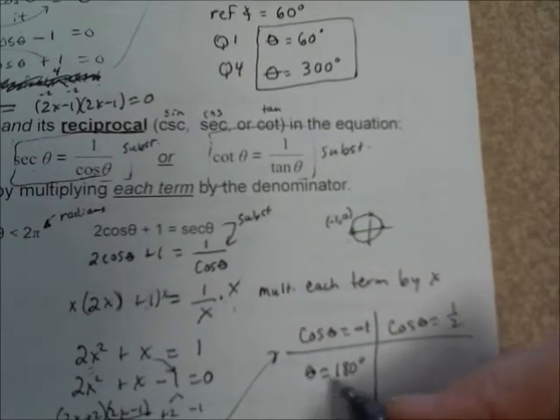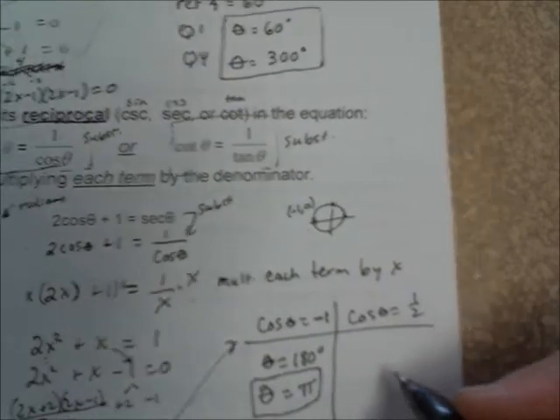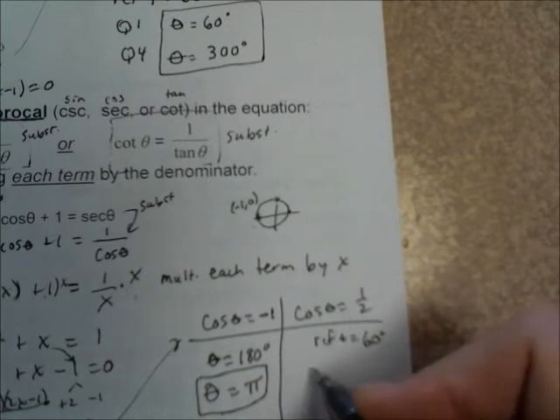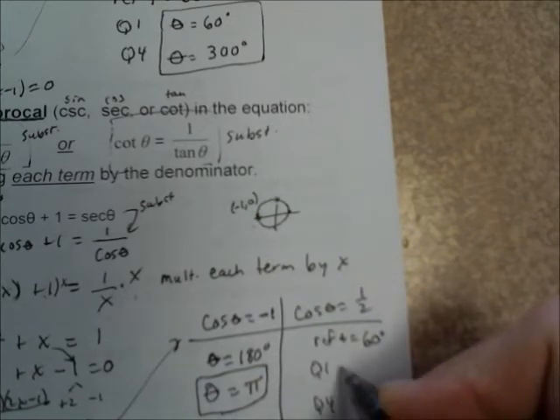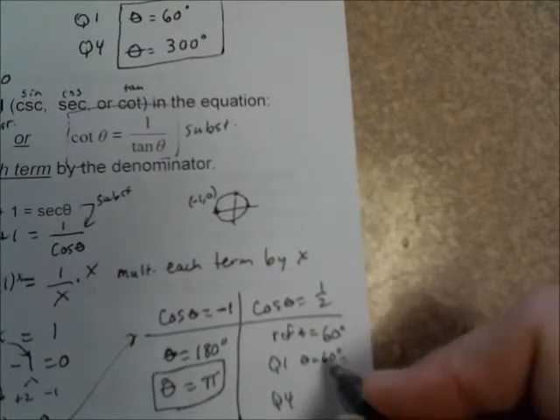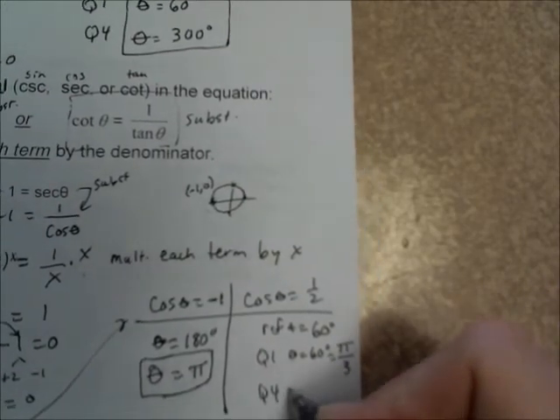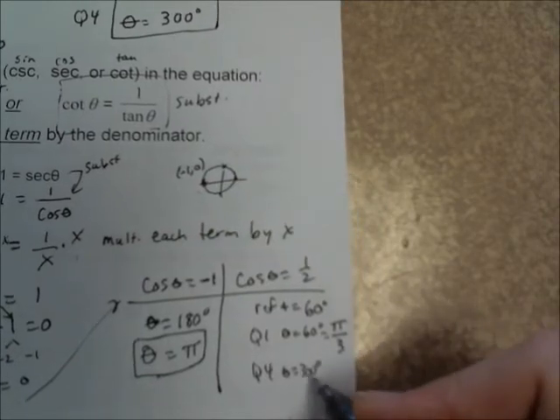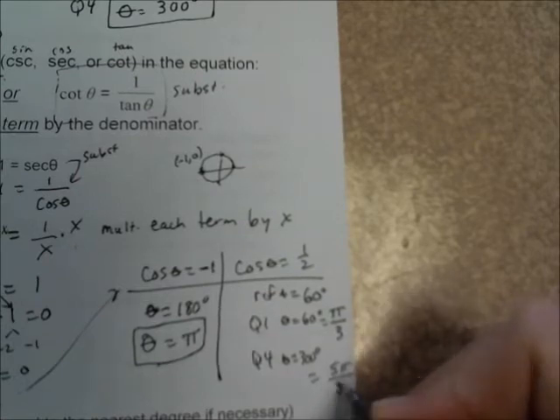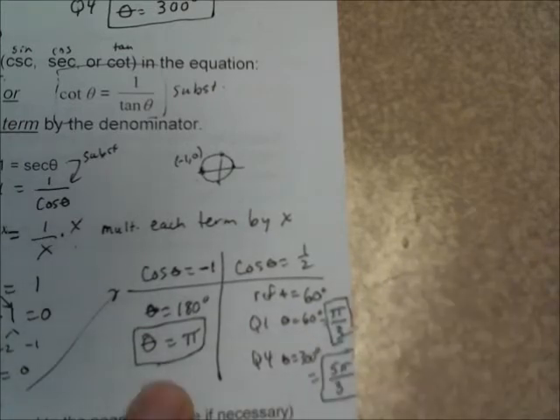And I want this converted into radians. 180 degrees is equal to pi radians. Over here you have a reference angle of 60. This is just like the problem above, and you have a quadrant 1 and quadrant 4 answer. The theta is 60 degrees, and 60 degrees converts into radians: 60 divided by 180 reduces, so pi over 3. In quadrant 4, the theta value is 300, and 300 over 180 reduces to 5 pi over 3. So this problem has 3 answers: pi over 3, 5 pi over 3, and just plain old pi.